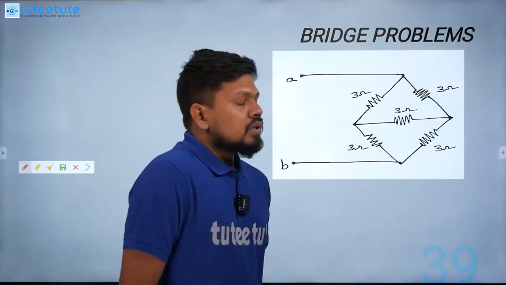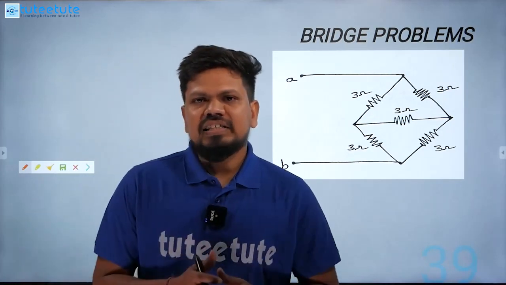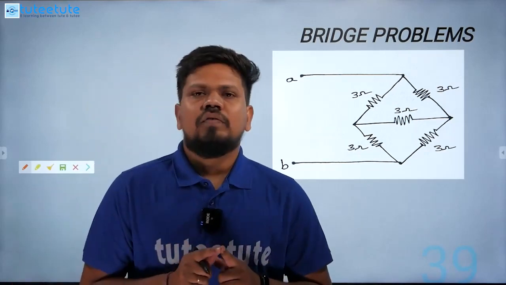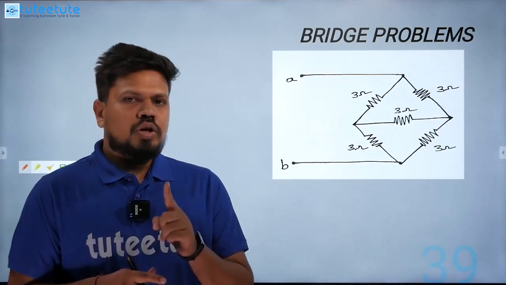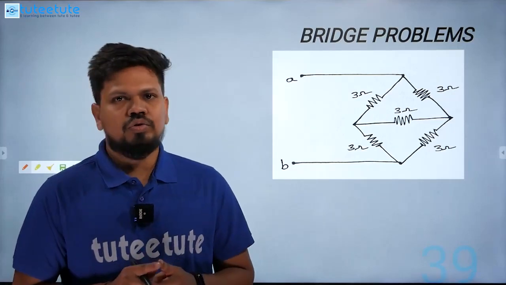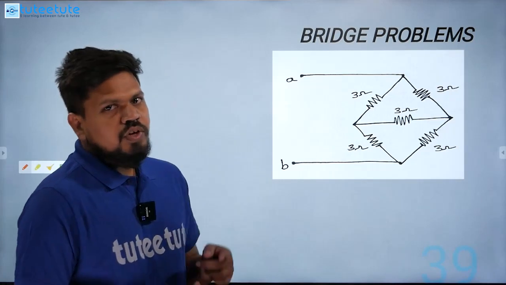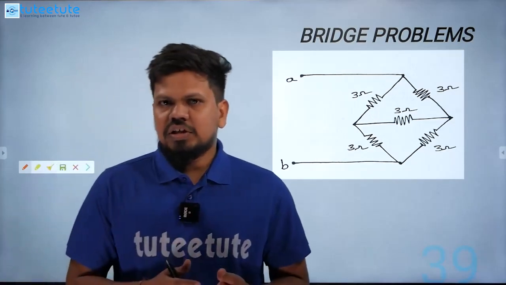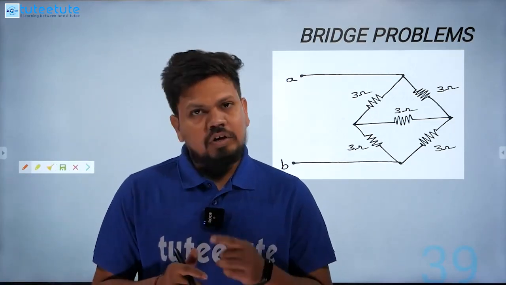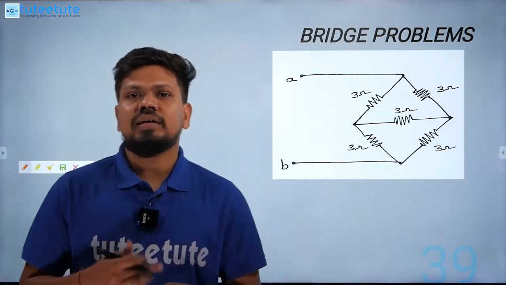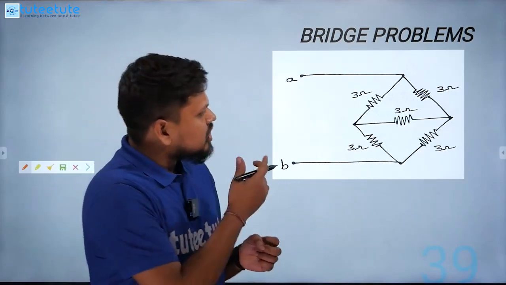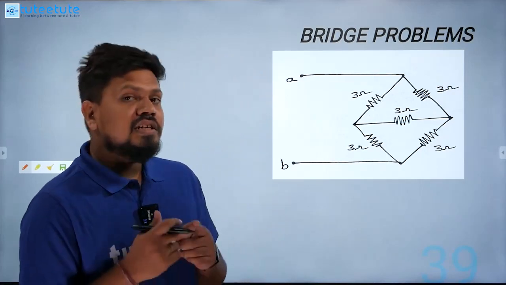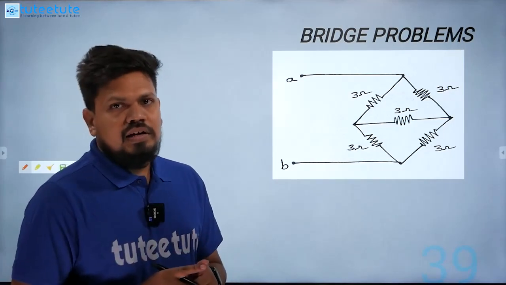So let's look at this network. Whenever you feel it is a bridge problem, you have to check once whether that is a bridge or not first. Remember, as we have seen in our previous class, some circuits look like a bridge network but are not. We have seen some parallel networks which look like bridge networks. So we have to see whether it is really a bridge problem or a parallel circuit problem.